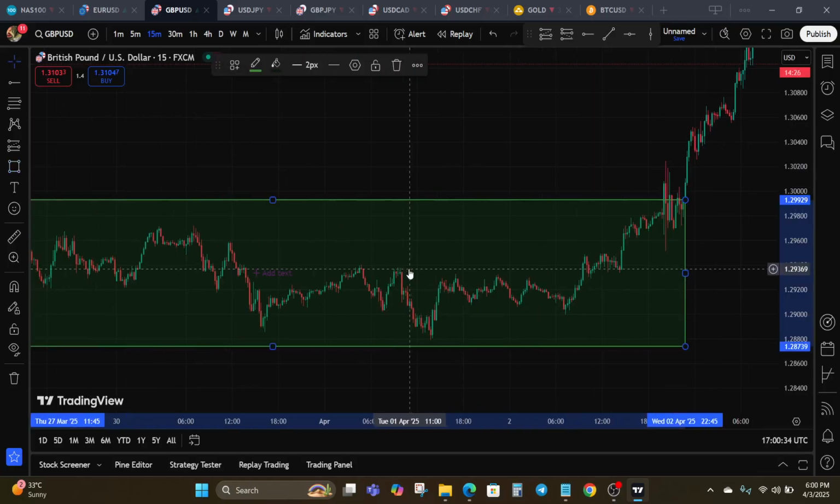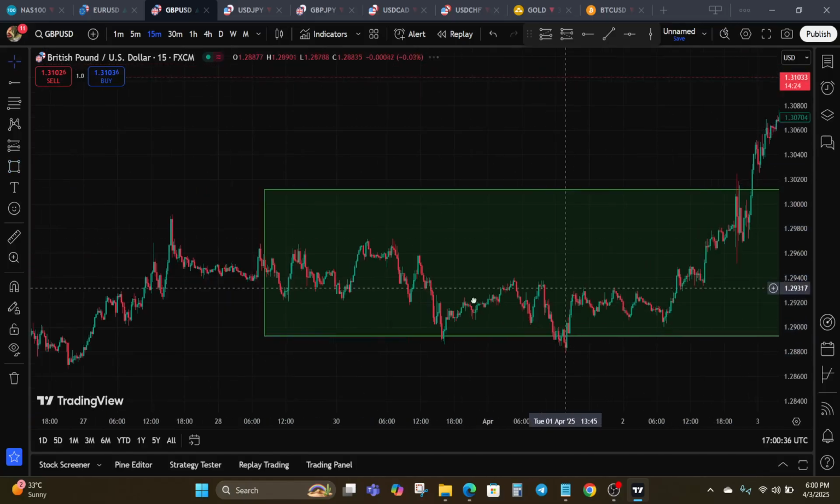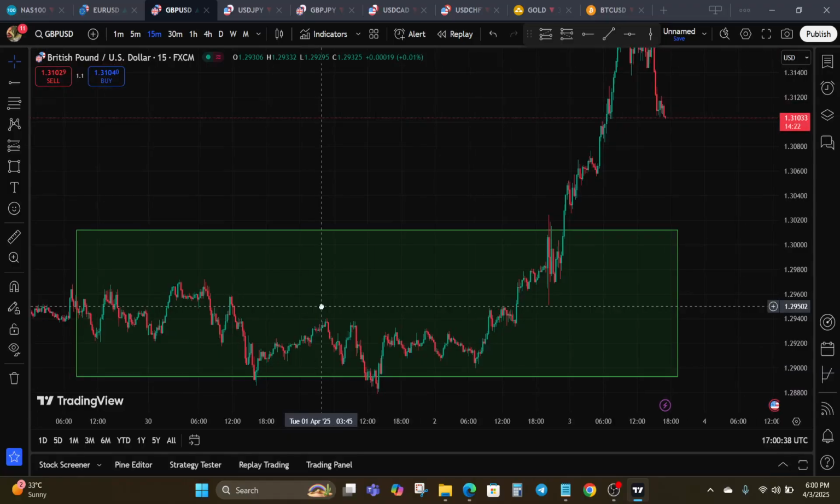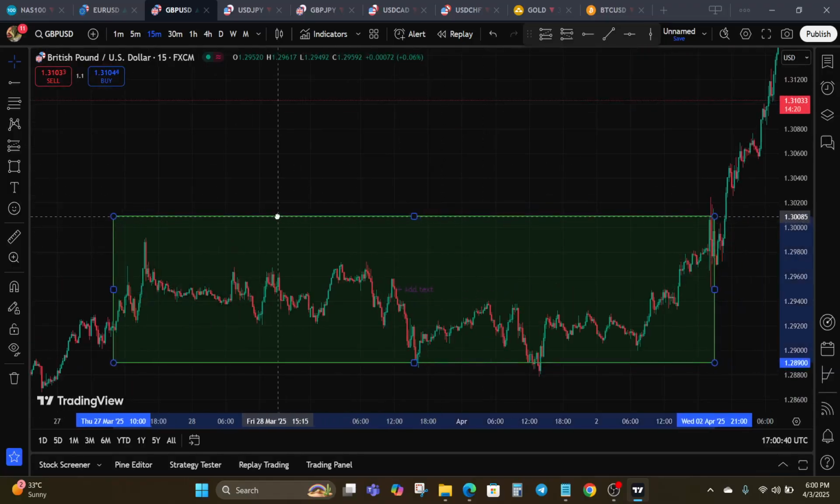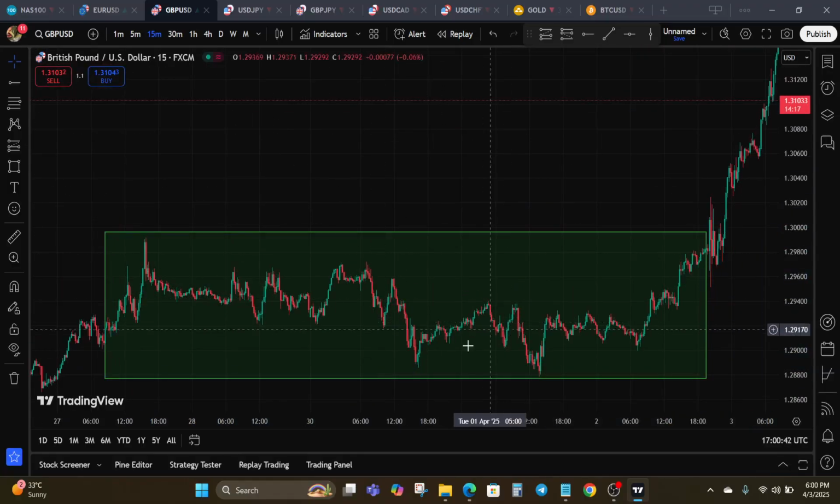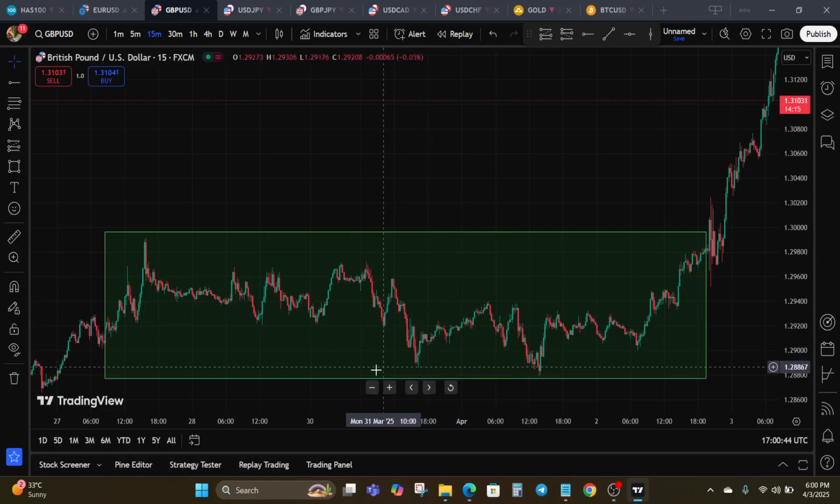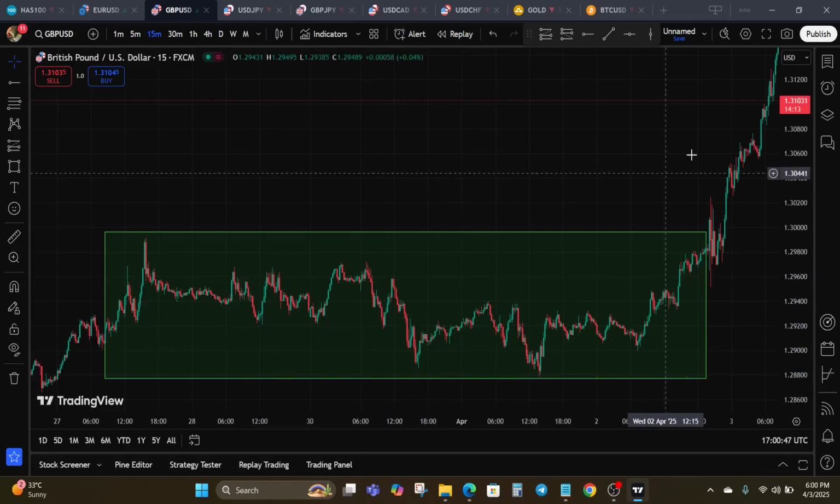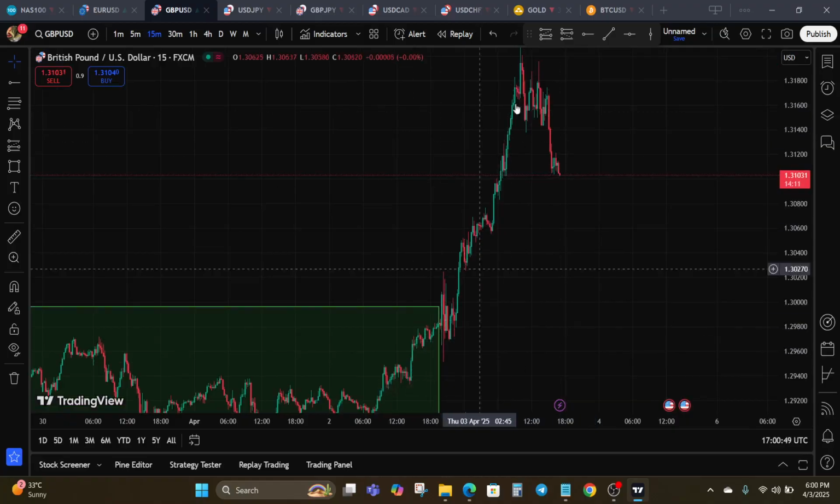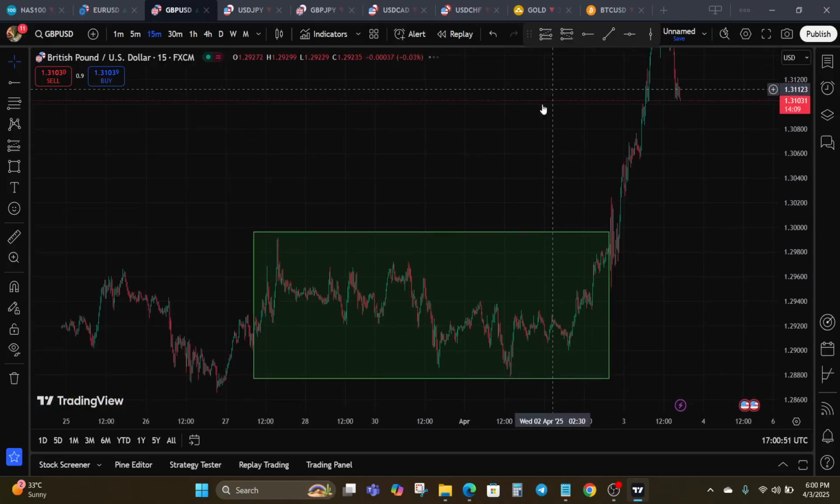You can see there's actually some consolidation happening around here. Right, you can see it's a consolidation phase that we have going on around here. The price will often consolidate within a narrow range before making a big move. Guess what? This is what happened after a consolidation phase.